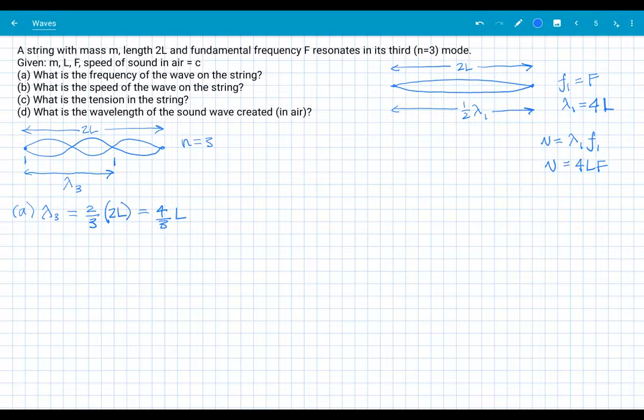I understand that you can just say, well, I have memorized that everything's a multiple, so the n=3 mode is just 3 times the fundamental, and that's fine, but I want to show you that basically that could be your check to this other way of solving for it.